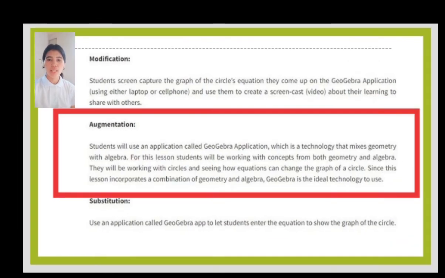Then augmentation. Students will use an application called GeoGebra, which is a technology that mixes geometry with algebra. For this lesson, students will be working with concepts from both geometry and algebra. They will be working with circles and seeing how equations can change the graph of a circle. Since this lesson incorporates a combination of geometry and algebra, GeoGebra is the ideal technology to use.